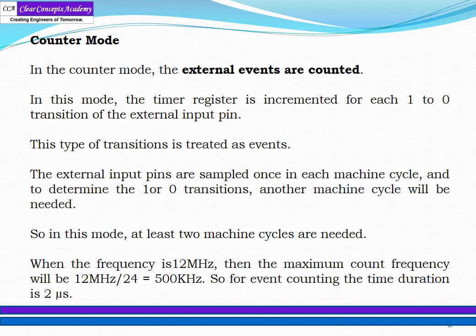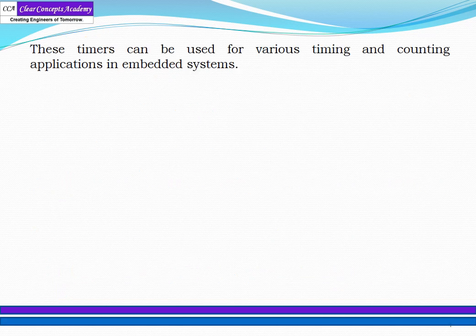Whereas in case of counter, you have to count the events happening outside the microcontroller. That's why the gate bit of the TMOD has to be set to 1, so that it will take care of the external interrupts. When the edge goes from high to low, at that time it will increment the timer or counter register, and it will count that event. So this is how the timer and counter work.